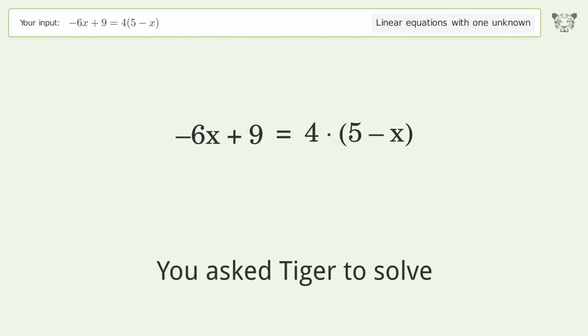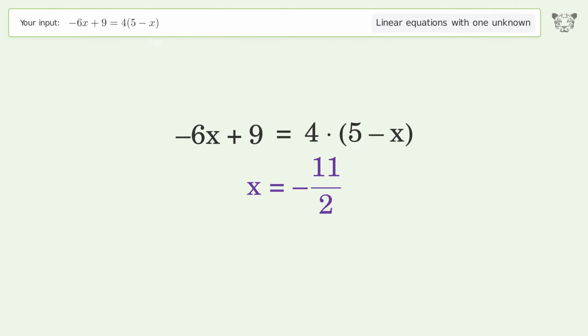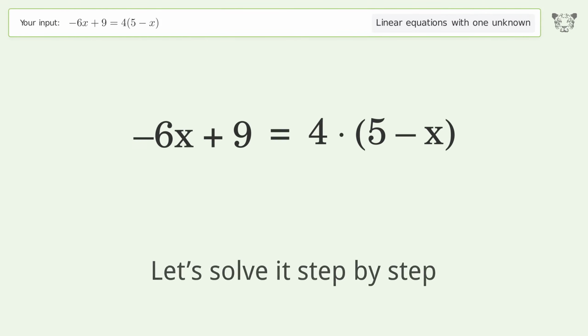You ask Tiger to solve. This deals with linear equations with one unknown. The final result is x equals -11/2. Let's solve it step by step.